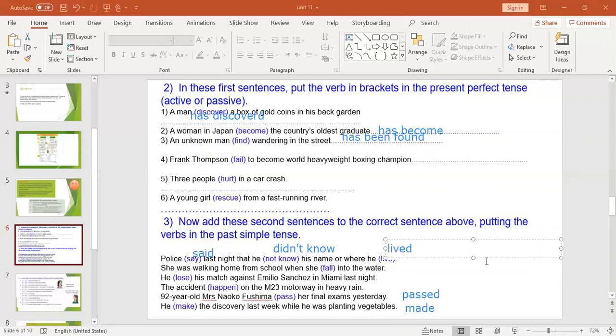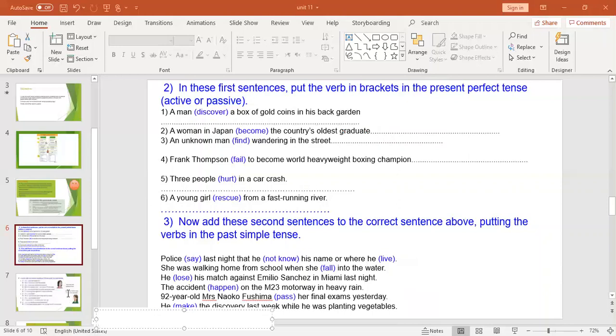Again, a very good example. An unknown man has been found wandering in the street. This gives the headline, the main event, the important event. Now, in the second part, we are given more details referring to what the police said. And it's good here to revise the negative form of past simple. When we use the past simple negative form, we use didn't and the infinitive form of the verb. Let's move now to the next. I'll leave the others for you for more practice.